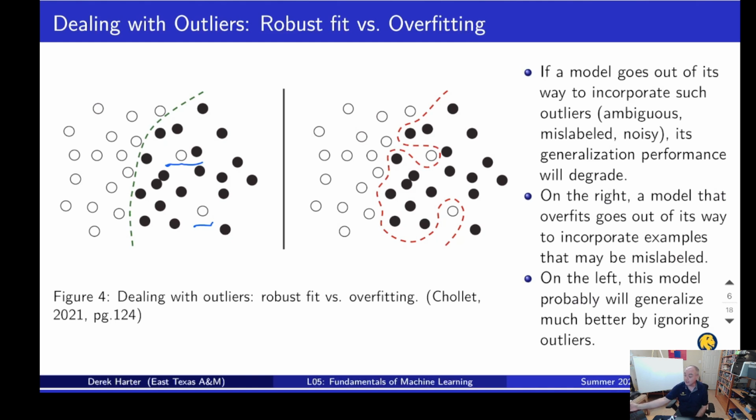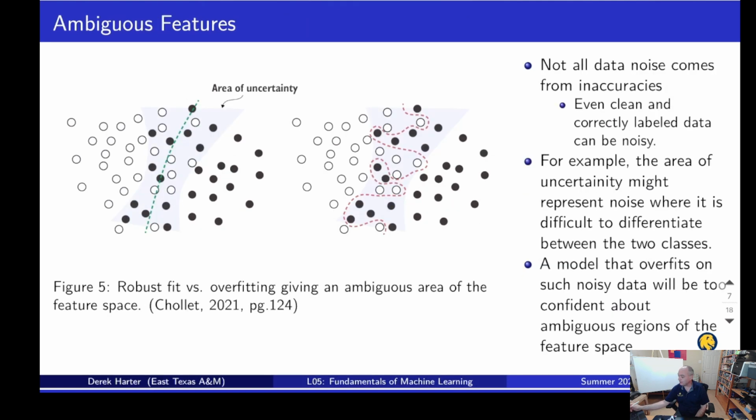So something like this, where you have a smoother decision boundary, is often what you're trying to do with some sort of regularization method, or something that's trying to fight overfitting from happening. And again, not all noise comes from outliers or mislabeled data. Sometimes things are just ambiguous, like the first example on the slide before.